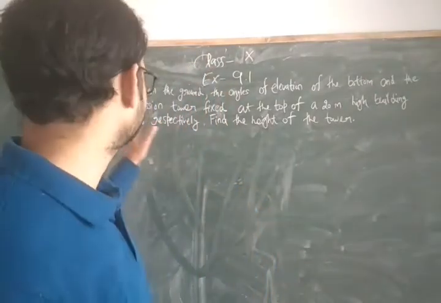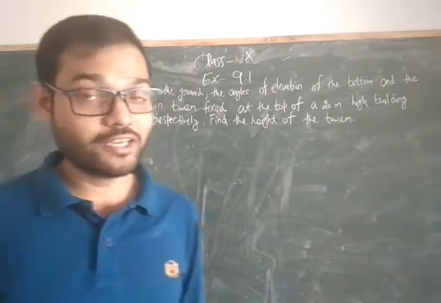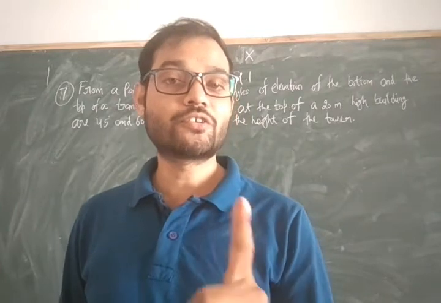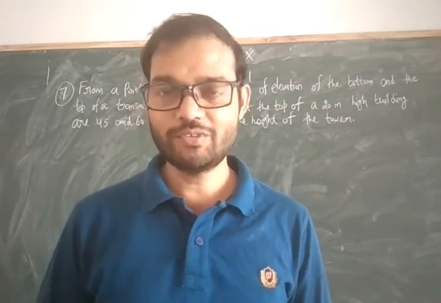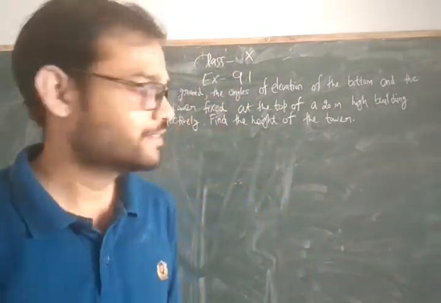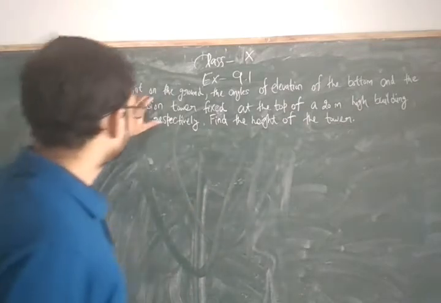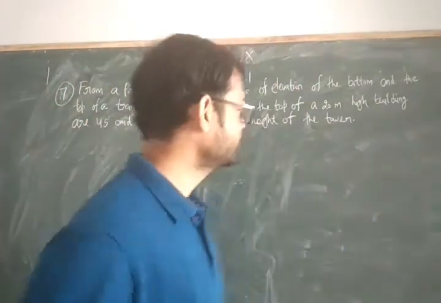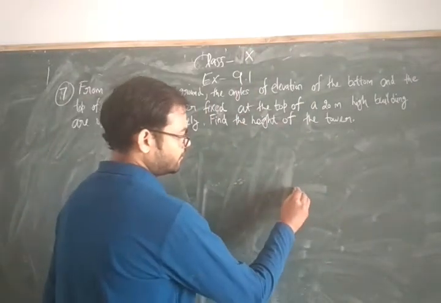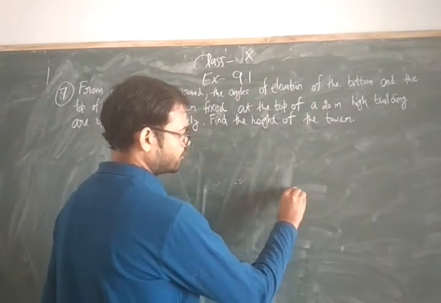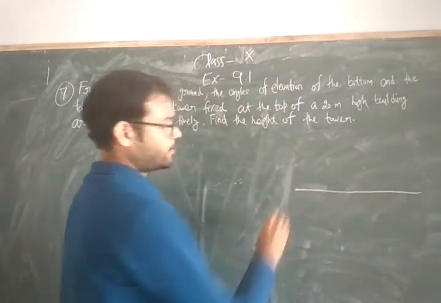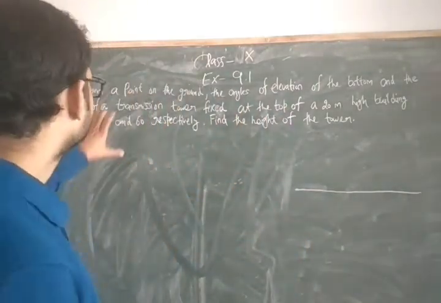That question number is 7. And again I am saying to all of you that listen or read the statement carefully. So let's start. The question is: from a point on the ground. You have a point on the ground. So let's mark it. One point is on the ground. This is the ground, and I have marked this point on the ground.